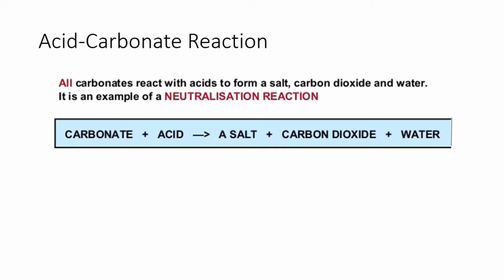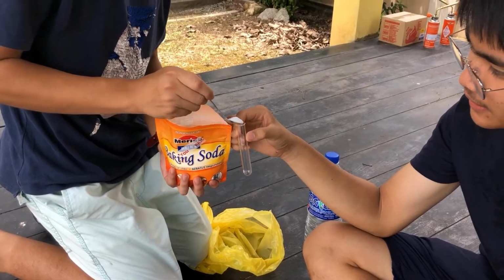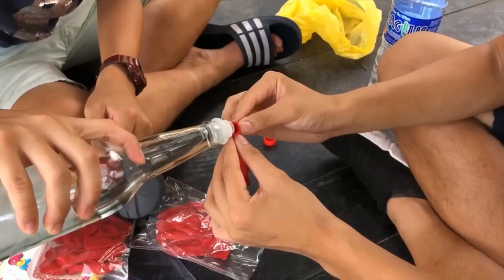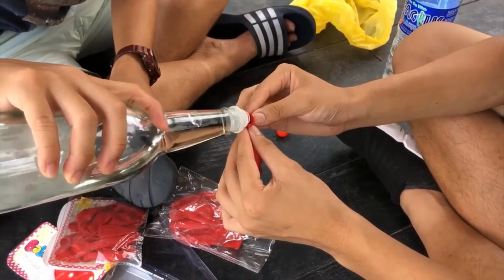Acid-carbonate reaction. When a carbonate reacts with an acid, it will form a salt, water, and carbon dioxide. Now, for the experiment. First, fill up a test tube with sodium bicarbonate, also known as baking soda. Then, fill up a balloon with vinegar, which is an acid.